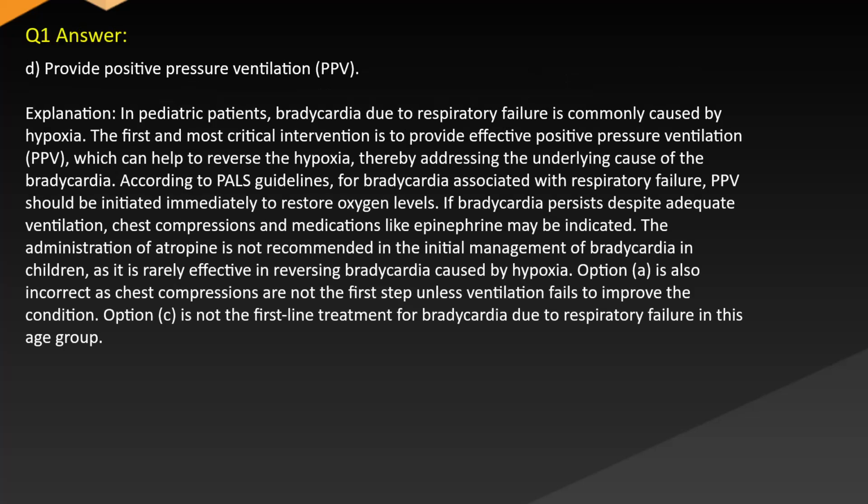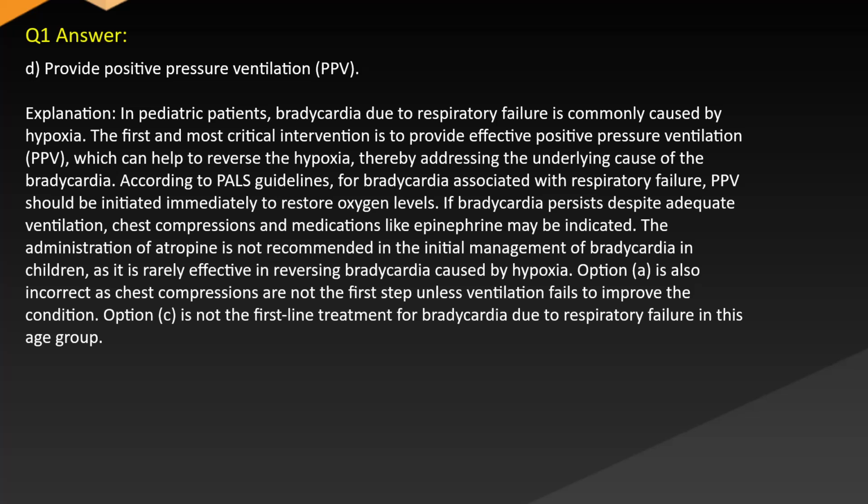Answer: D. Provide positive pressure ventilation (PPV). Explanation: in pediatric patients, bradycardia due to respiratory failure is commonly caused by hypoxia. The first and most critical intervention is to provide effective positive pressure ventilation (PPV), which can help to reverse the hypoxia, thereby addressing the underlying cause of the bradycardia.